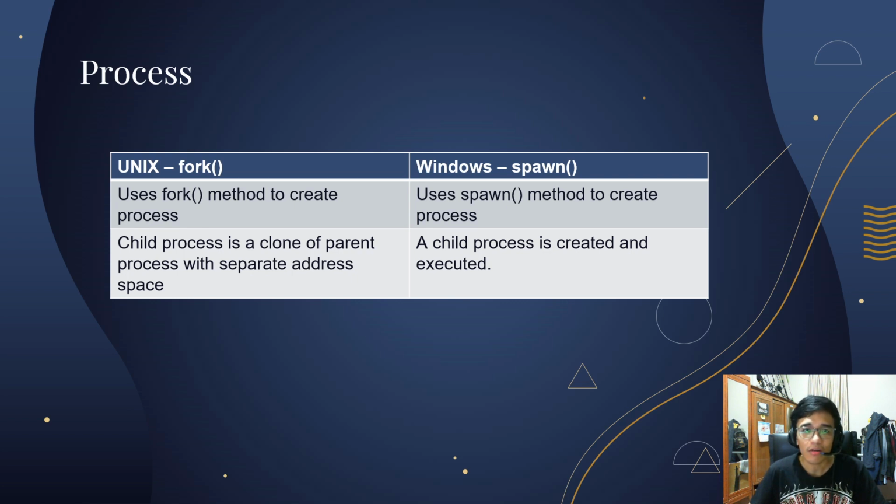So starting off, Unix uses the fork method to create a process, while Windows uses the spawn method. In Unix, when you fork a process, a child process is created as a clone of the parent process, but with a separate address space. While in Windows, when you spawn a process, a child process is just created and executed, hence the word spawn.